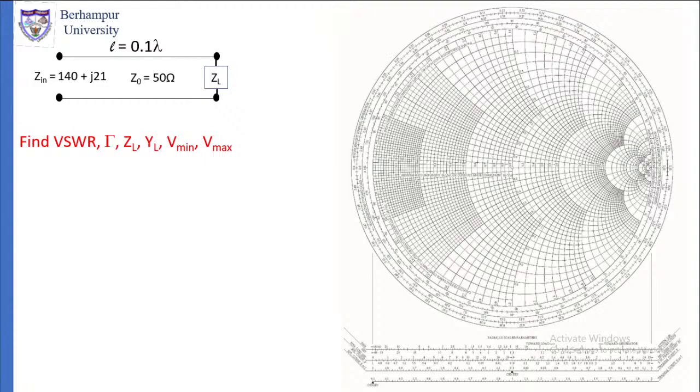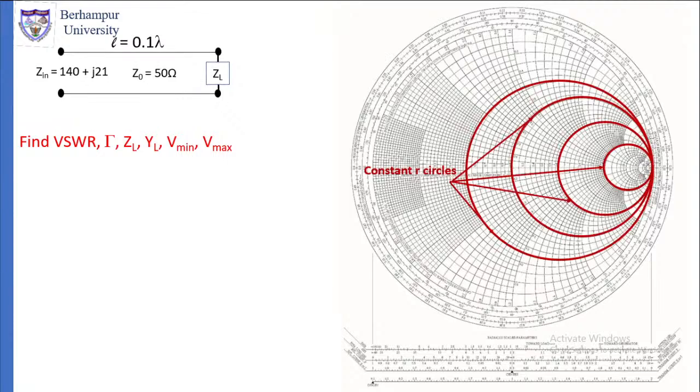We have to find out what is ZL, what is gamma, what is VSWR, what is YL, what is V minimum on the transmission line, what is the minimum voltage that we can see, what is the maximum voltage that you will see. So these are the things that we have to find out. Voltage standing wave ratio, reflection coefficient, the load impedance ZL, load admittance YL, V minimum, V maximum, the points of V minimum and the points of V maximum. So everything, the data is given to us. Using the Smith chart, we have to do this.